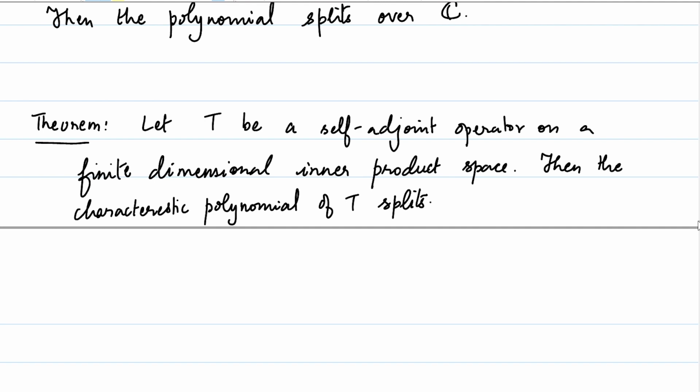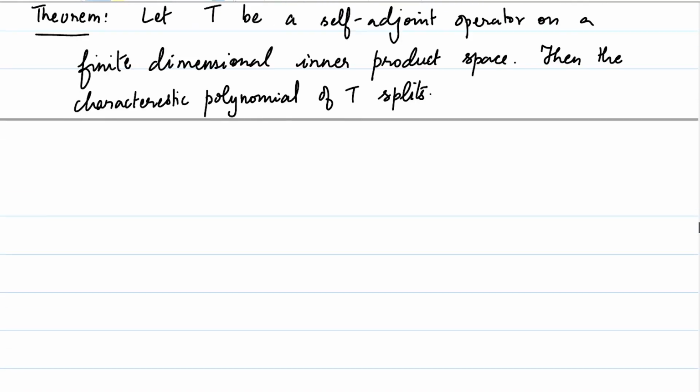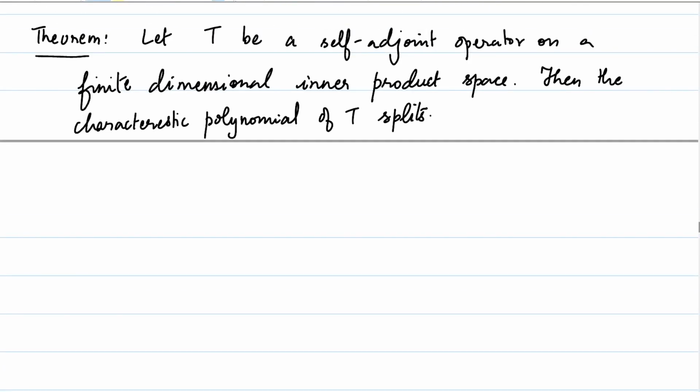This theorem is really telling something substantial when you consider real inner product spaces, because there the characteristic polynomial will be a polynomial with real entries. Of course, you can think of it as a complex polynomial as well, and it might split, but there is no guarantee that it will split over the field of real numbers. It will be splitting over the field of complex numbers. This theorem tells us that it should necessarily split over the field of real numbers as well in the case of real inner product spaces. So let's look into it.